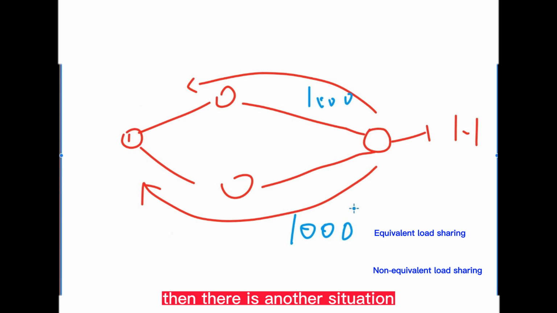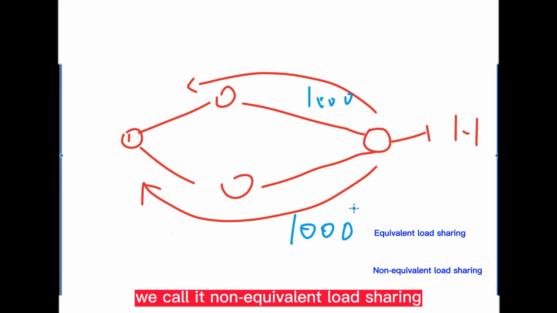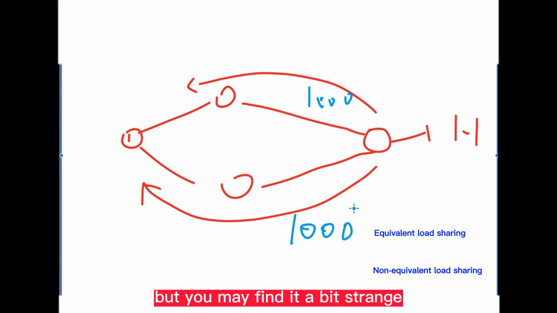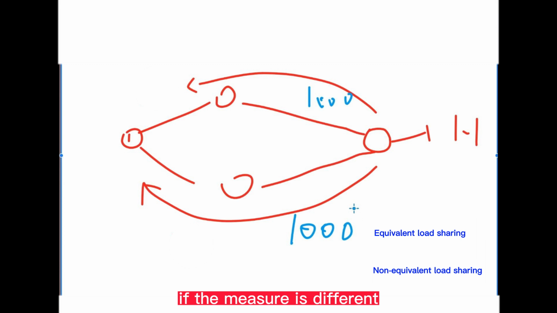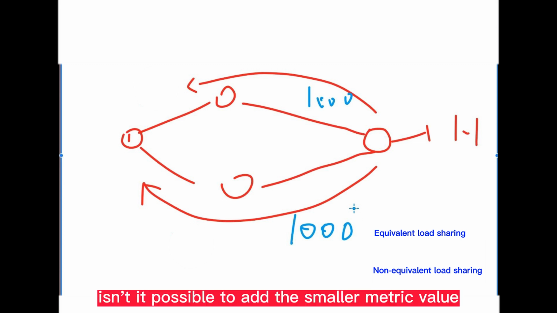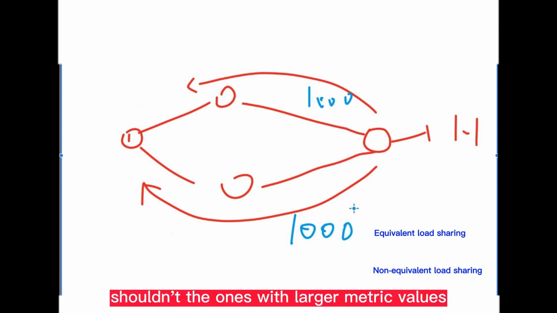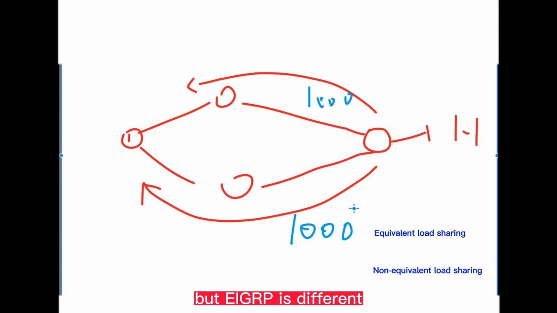Then there is another situation. If the metric is different, we call it non-equivalent load sharing. But you may find it a bit strange. If the metric is different, isn't it the smaller metric value that is added to the routing table? Shouldn't the ones with larger metric values not be added to the routing table? But EIGRP is different.